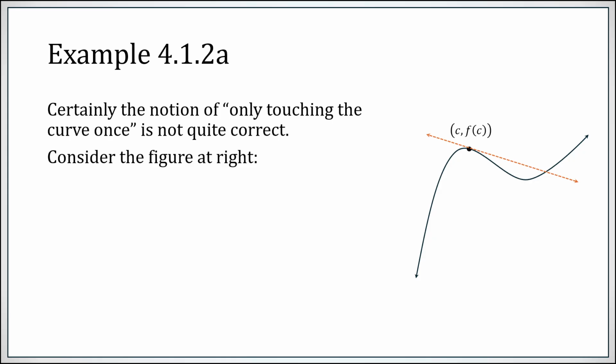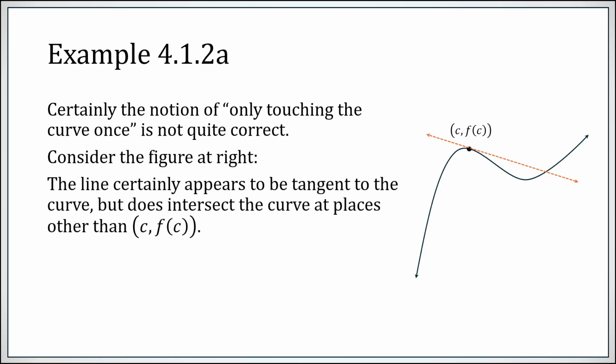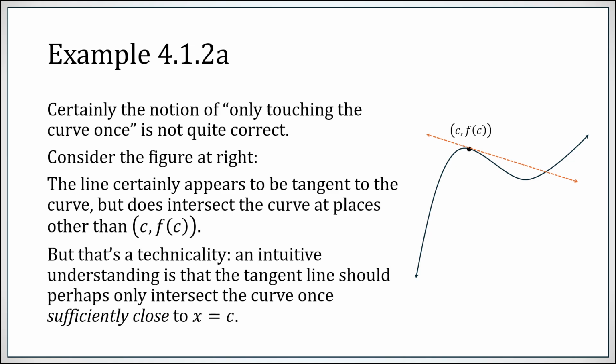Here's a picture we had up earlier. The orange line certainly appears to be tangent, but it definitely intersects the curve somewhere else. Now that's just a minor distinction. I mean, the line intersects the curve all the way over here. Most people, however, understand what you really meant is that nearby it only touches the curve once.